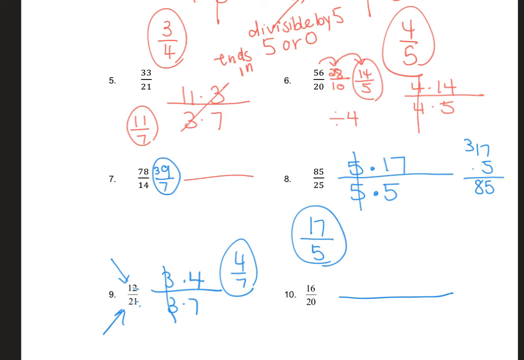Again, this one, maybe I got a little bit ahead of myself. Because I have 2 even numbers, let me just cut in half. So I get 8 over 10, cut in half again, 4 over 5, and I'm done.